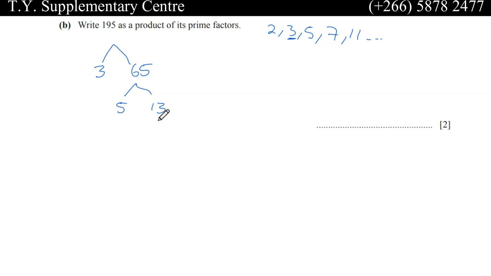So once you get to a number that you cannot break down any further using these prime numbers, then that's where you stop. Meaning in the product that you write down, you say 3 by 5 by 13. So notice that the number that you end with should be a prime number. So you get 3 by 5 by 13 as your answer, and then that will be all.